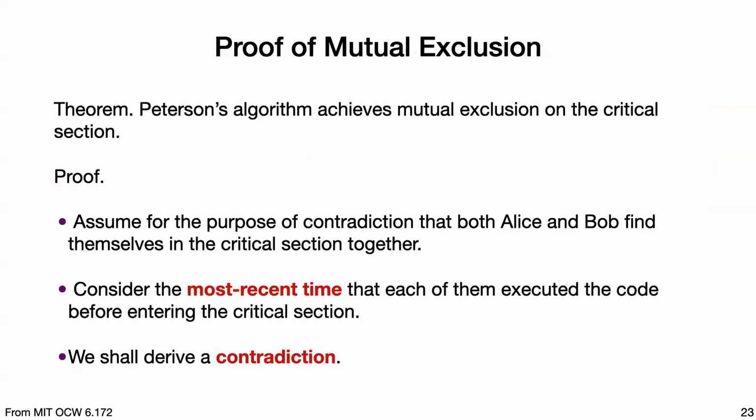Okay, so that is some intuition, but we want to be more concrete about it. We're going to prove this theorem that Peterson's algorithm achieves mutual exclusion on the critical section, and we will prove it by contradiction. So assume for the purposes of contradiction that both Alice and Bob are in the critical section together. We need to consider just the most recent round of doing this algorithm. It doesn't matter what happened in previous rounds. We just consider the most recent time each of them is going through this critical section, and we're going to find some contradiction.